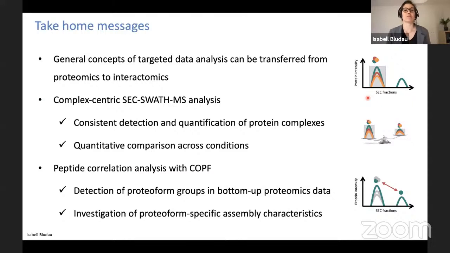And with this, I get to the main take-home messages from my presentation. I introduced you to the general concepts of targeted data analysis and how they can be transformed from proteomics to interactomics. And I hope I could show you that SEC-SWATH-MS is a very great strategy in combination with complex-centric analysis to get consistent detection and quantification of complexes, even across different conditions. And finally, I showed you the correlation-based COPF analysis, which can allow you to look at proteoform groups in bottom-up proteomics and investigate proteoform-specific assembly characteristics.